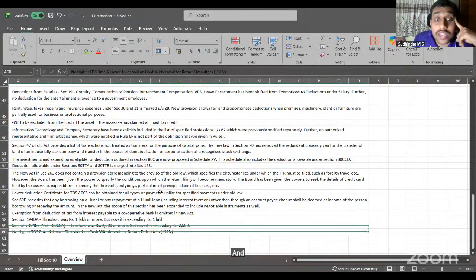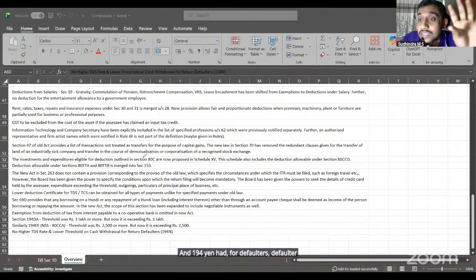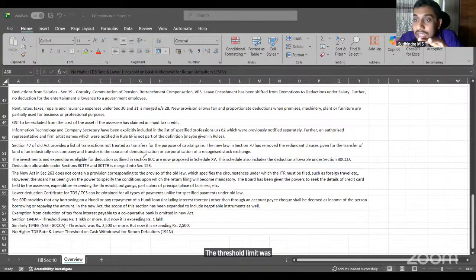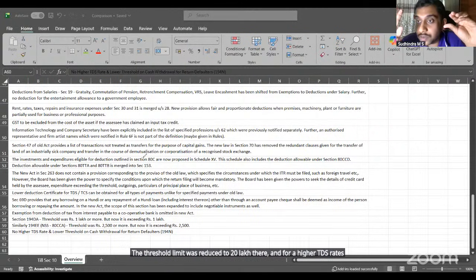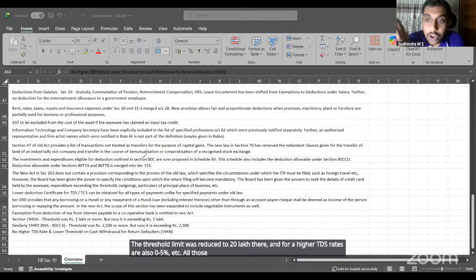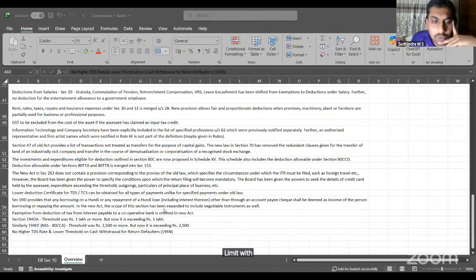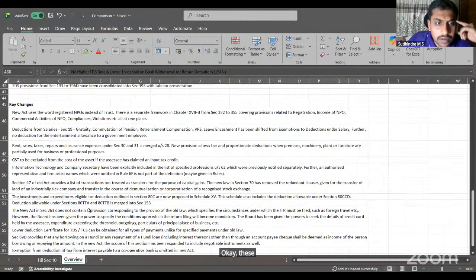And 194N had, for defaulters in filing the returns, the threshold limit reduced to 20 lakh there, and higher TDS rates of 5%, etc. All those things are not present in the new law. The simple provision, 1 crore, 3 crore limit with 2% deduction, is what they have mentioned in the act. Okay, these are some of the differences that we were able to identify at this point in time.